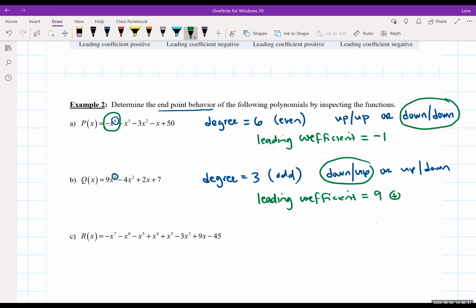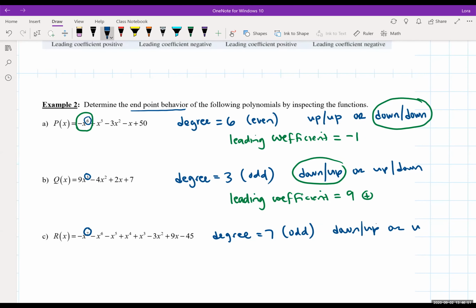Okay, so let's see, a last one for R of x. Let's take a look at the degree. The leading term happens to be negative x to the 7th. So I see that my degree is 7, and it is an odd number. So that's again going to help us indicate that the end behavior is either down, up, or, I'll move over just a little bit, up, down.